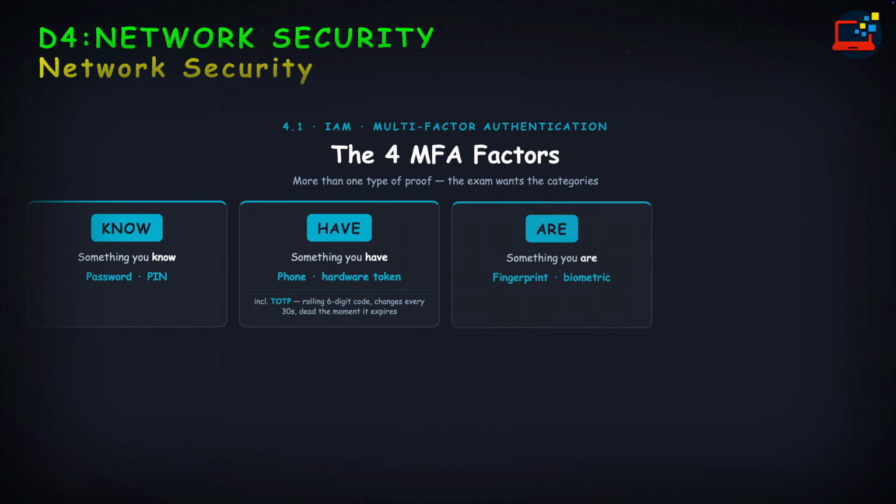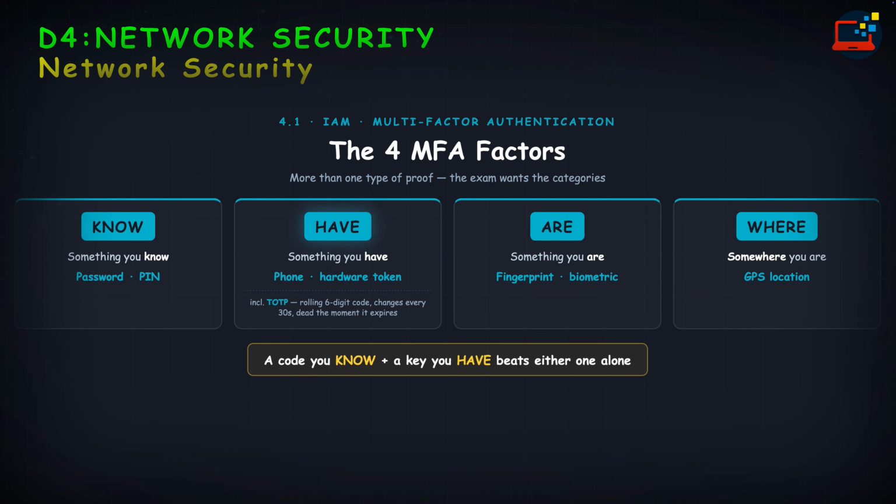And because a single password can be stolen, we add factors. Multi-factor authentication, MFA, requires more than 1 type of proof, and the exam wants the categories. Something you know, like a password, something you have, like a phone or a hardware token, something you are, like a fingerprint, and somewhere you are, like a GPS location.